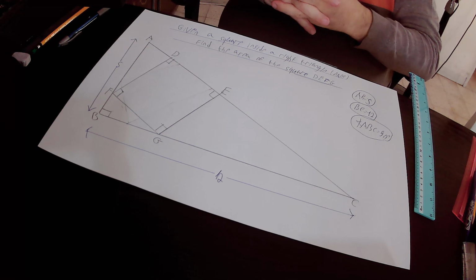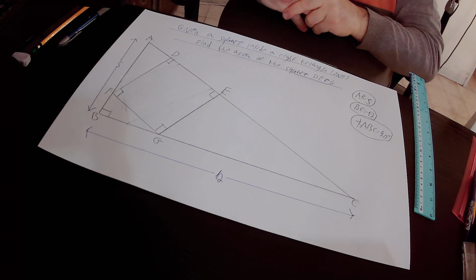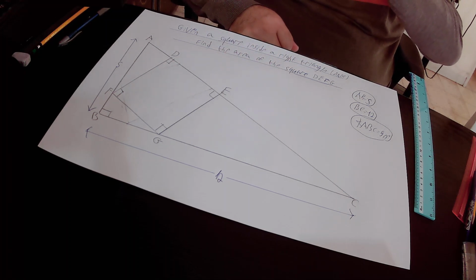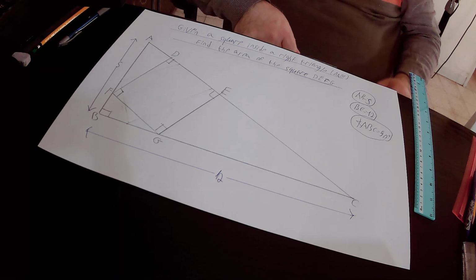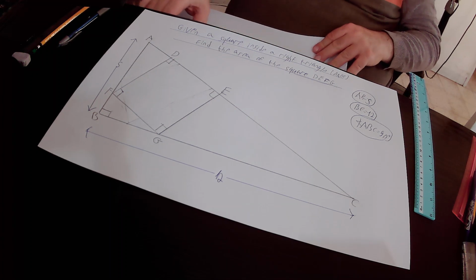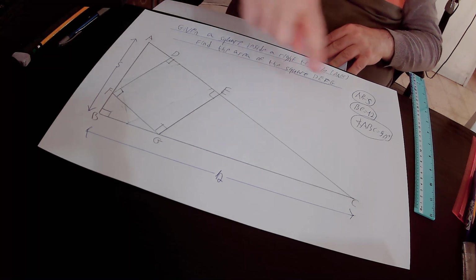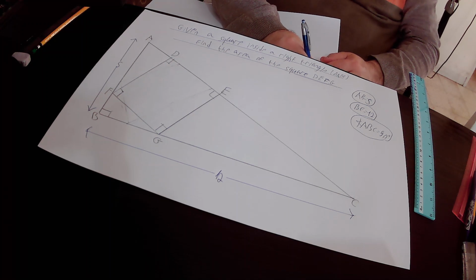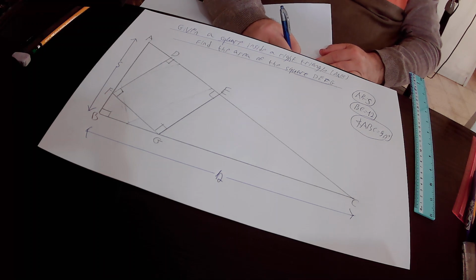So first of all, we will implement the Pythagoras theorem on the right triangle ABC. According to the Pythagoras theorem, in any right triangle, the square of the hypotenuse equals the sum of the squares of the perpendiculars. So the hypotenuse in the right triangle ABC is AC. Therefore, the square of the hypotenuse is AC squared, and it must be equal to AB squared plus BC squared.